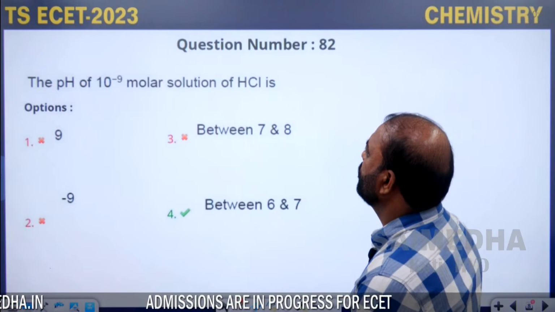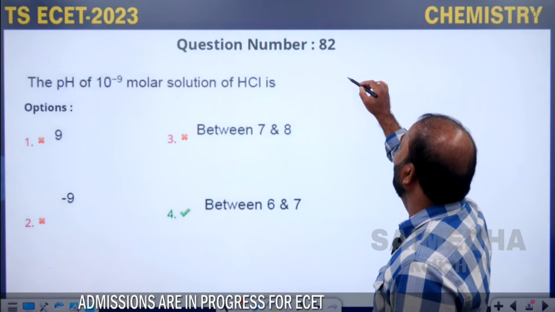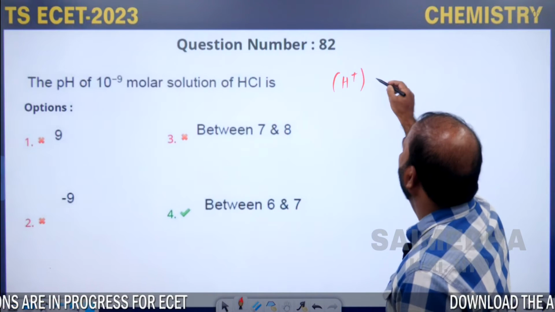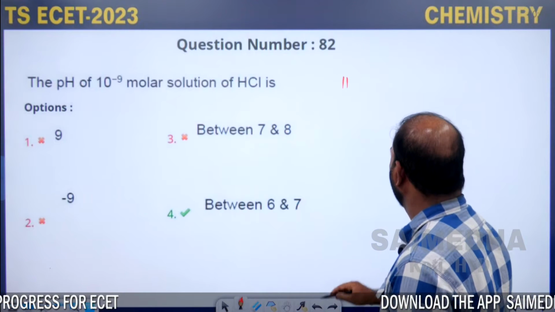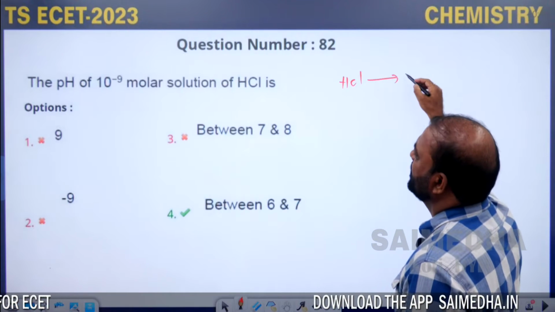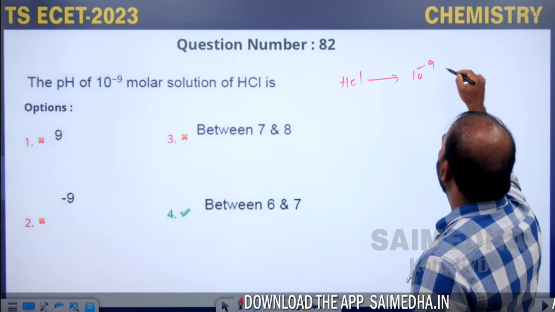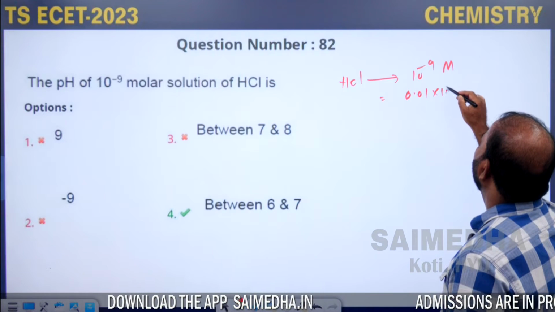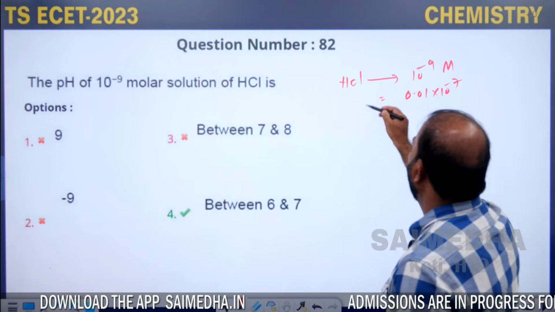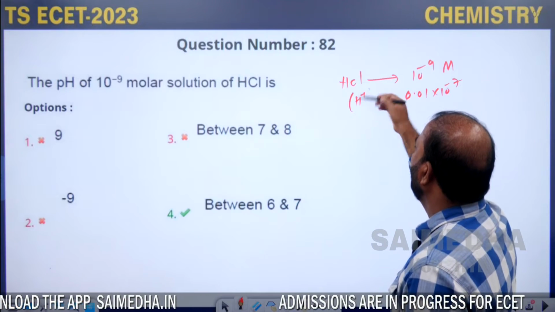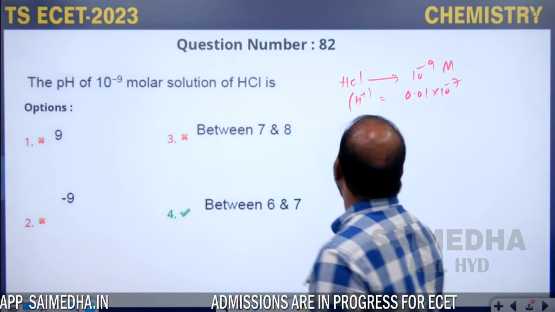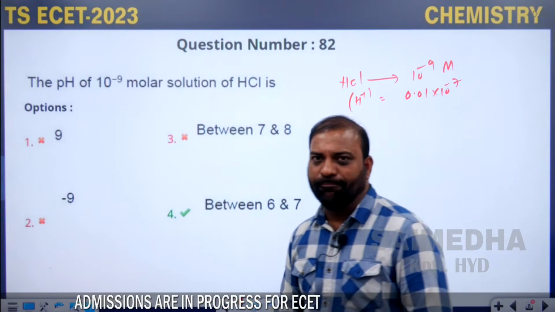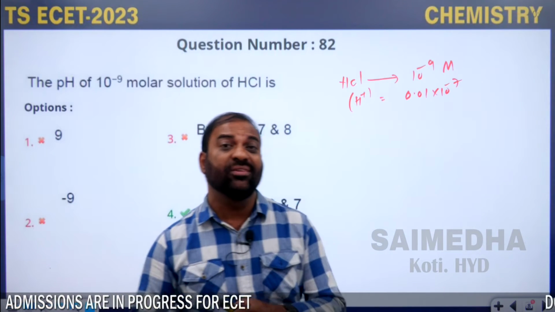The pH of 10 power minus 9 molar HCl is given here, which is the H plus ion concentration of HCl. We can write it as 0.01 into 10 power minus 7. But if you find the pH value directly from this, we get 9. But for an acidic solution, the pH value is always less than 7.